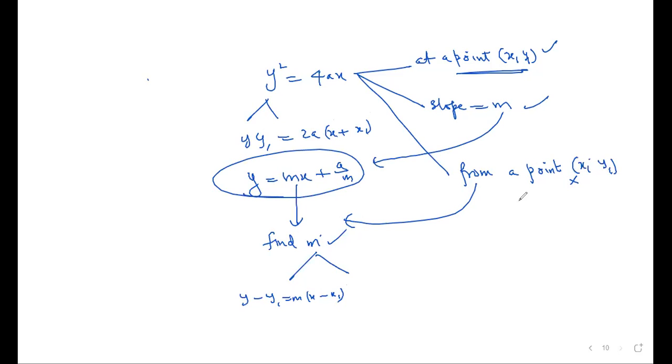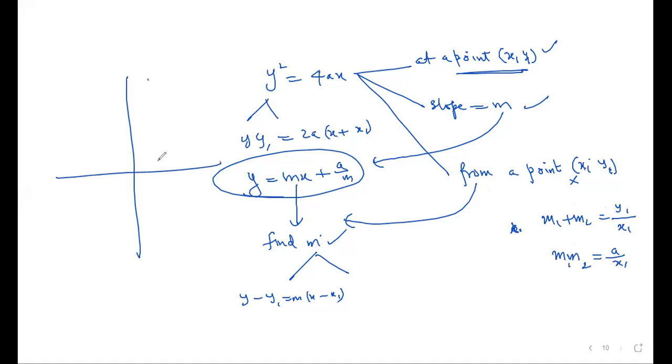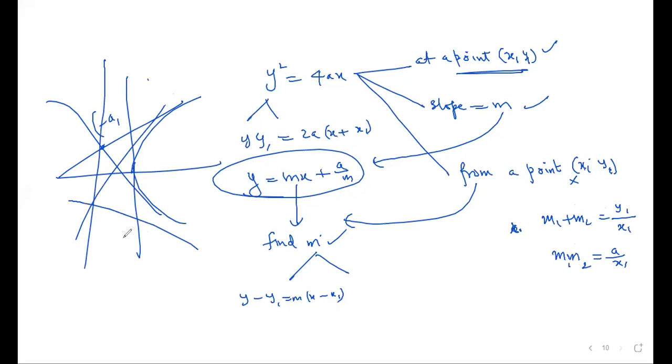And then lastly, I told you, if the point is x1, y1, then what is the formula for the sum of the slopes? y1 divided by x1. And the product of the slopes is a divided by x1. And you will notice that always, if the tangents are perpendicular, they will intersect at a point whose x coordinate is minus a. So the point of intersection of all perpendicular tangents is on the directrix. I hope you got the point. These are all the things I've taught you. Is that clear? Yes, sir.